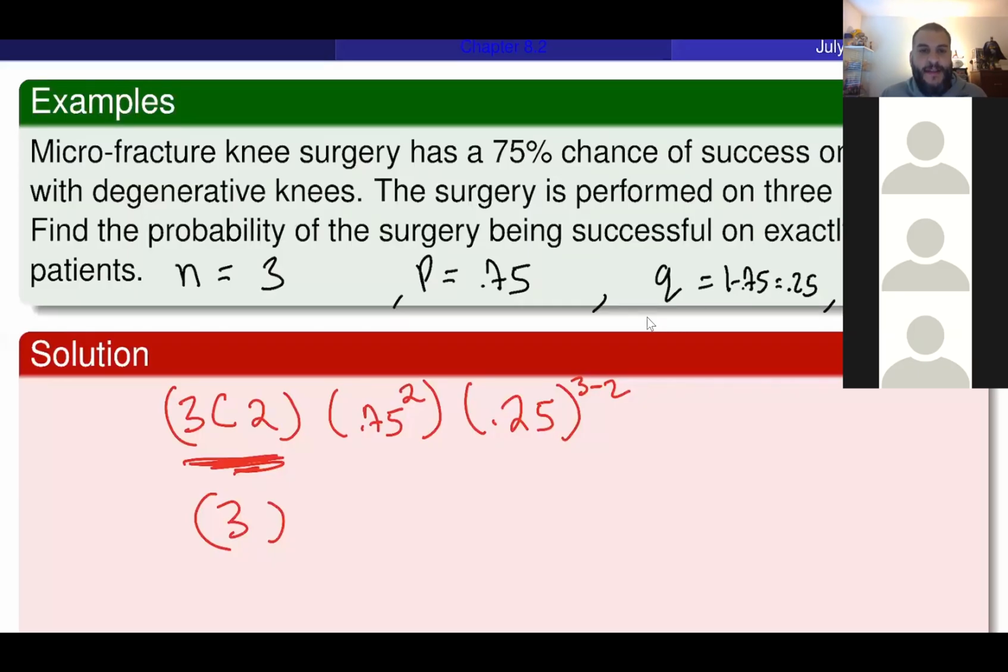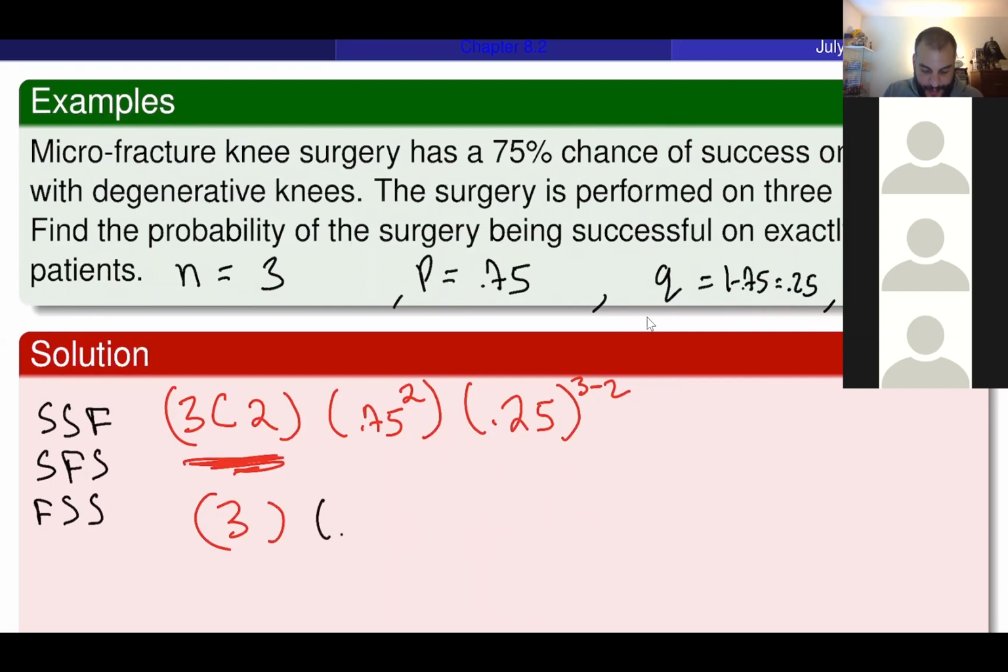So the 3 represents that there are 3 different ways where you can have 2 successful surgeries and 1 failure. If you think about it, you could have the first two be a success and the last patient a failure. Or the first one is a success, the second is a failure, and the third is a success. Or lastly, the first one is a failure, and the second and third are successes. That's where the 3 comes from: there are only 3 different ways to have two successes and one failure.